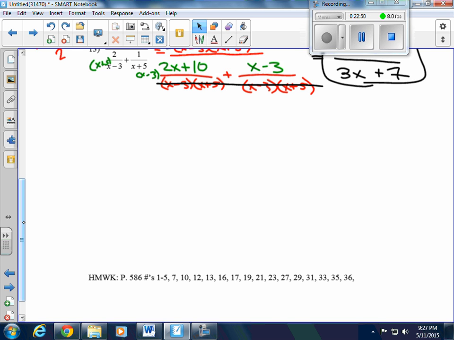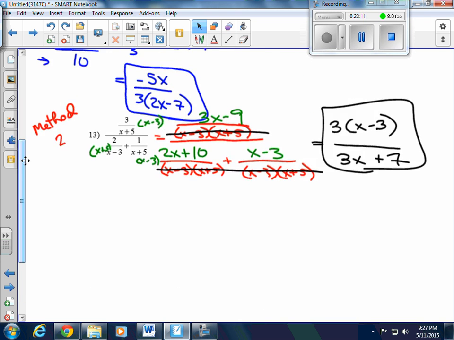Also, in this section, we're talking about how to simplify complex fractions. We use two methods to do that. Method 1 is get a common denominator in the numerator and a common denominator in the denominator, and then simplify them. Method 2 was saying, okay, we're going to get a common denominator between all of the fractions in these problems, and then we're going to simplify it like that.